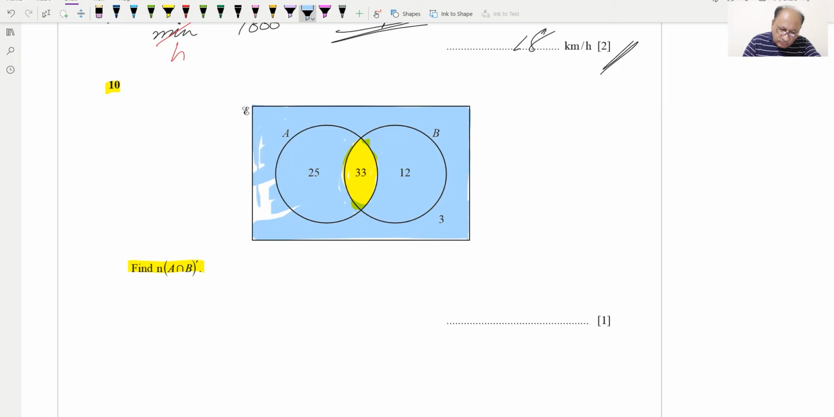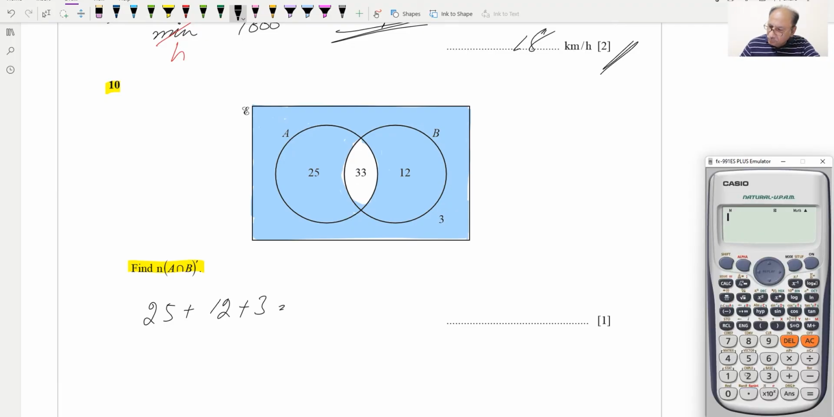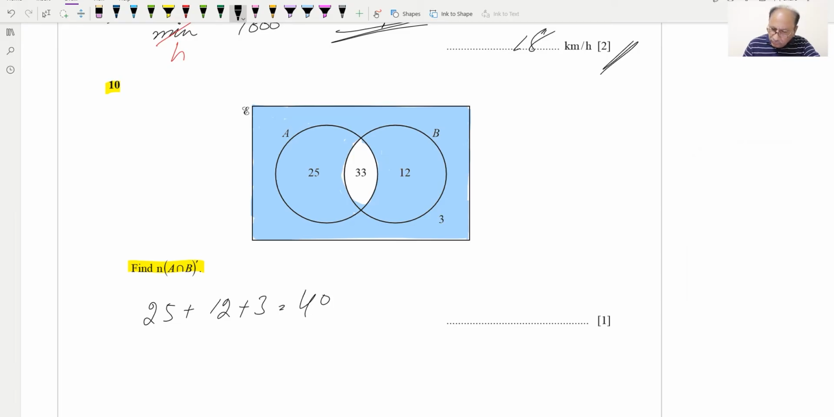So we are almost done with the shading part, and this is the complement which we have shaded in blue, and the intersection part now we can erase, so this is basically the required region. Now in this, what are the numbers which are there? So 25 plus 12 plus 3 will be equal to 40. So the answer will be 40, and this is for 1 mark.